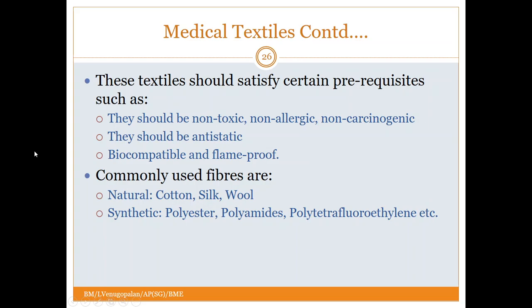Now, there are some commonly used fibers for manufacturing medical textiles. So there are natural ones and there are synthetic ones. Natural ones are cotton, silk, or wool, and then synthetic you can have polyester, polyamides, or polytetrafluoroethylene, right? PTFE. So I think that's all I have to speak about medical textiles.